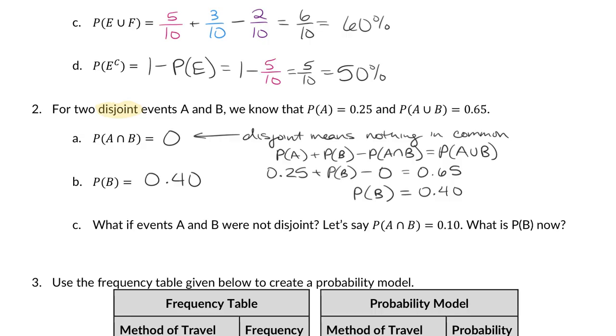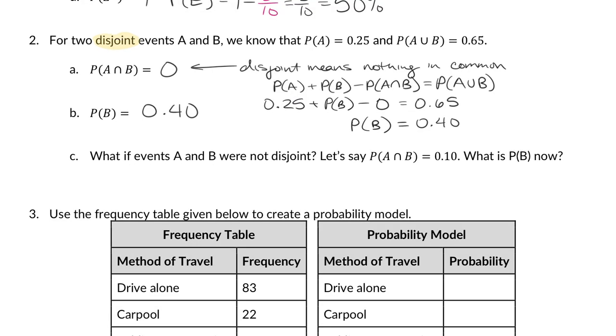Part C goes on and asks you, what if events A and B were not disjoint, meaning they had something in common? It tells us that the probability of the intersection is 0.10. What is the probability of B now? Close. You're on the right track.